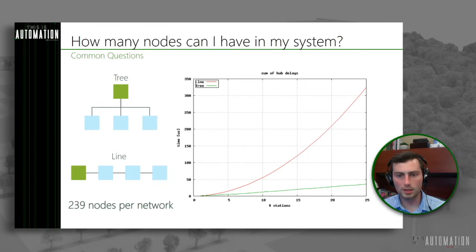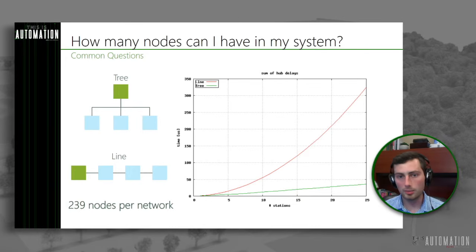So to clarify what I'm talking about, if we look at the chart on the screen here, there's two lines. There's a red line and a green line. You can see the red line is kind of exponentially growing, and that green line is more linear and also at a much shallower slope. The x-axis there is number of stations, so number of nodes. So we'll have 0 on the far left and 25 on the far right, just to give you some context. And the y-axis is time, in microseconds, starting at 0 and up to 350 at the highest.